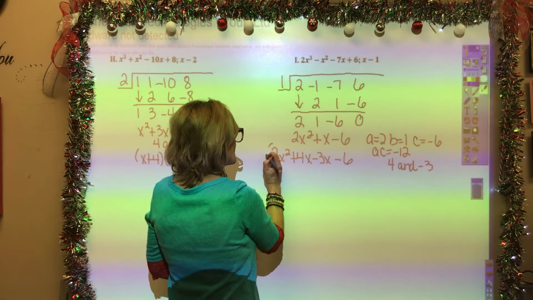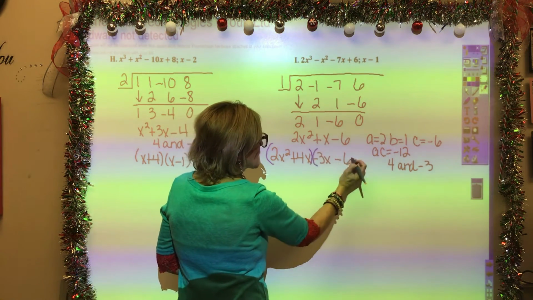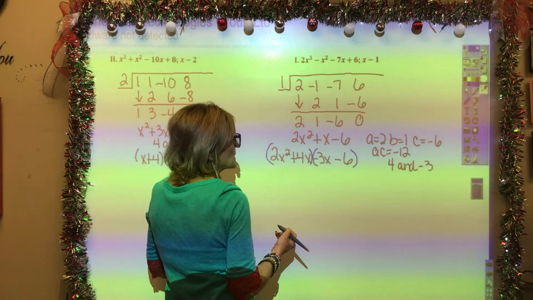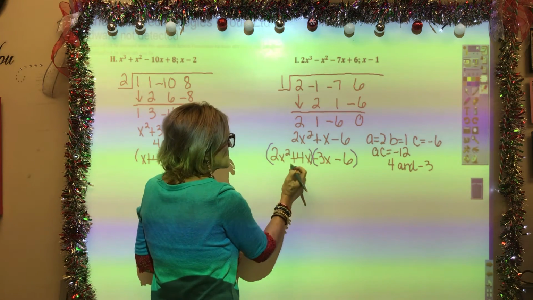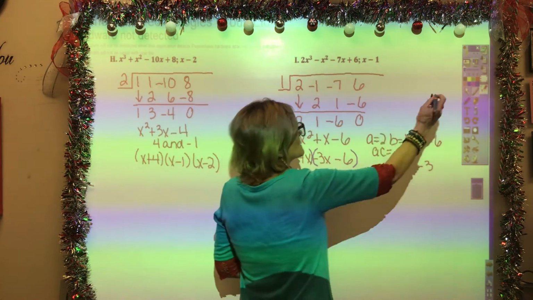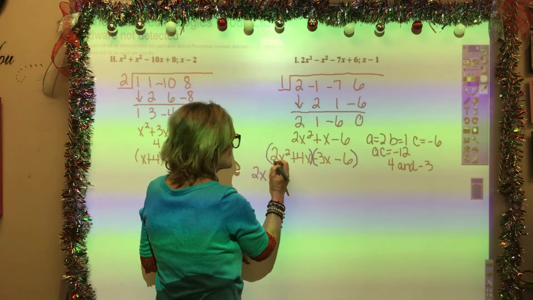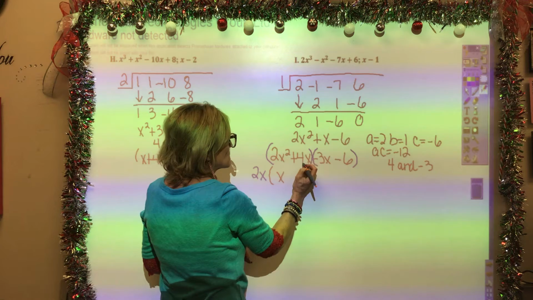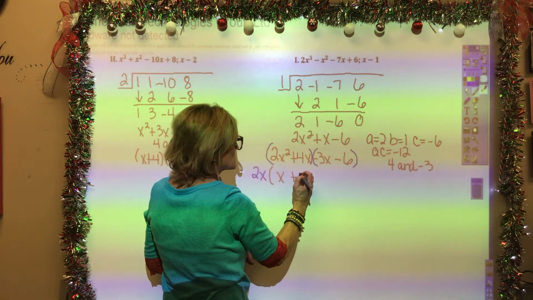Let me change colors just to group. So we pair off the first 2. We pair off the last 2. And now we're ready to pull out our greatest common factor. So of 2x squared and 4x, that would be a 2x, which leaves us with, when we divide 2x squared by 2x, we get x. When we divide positive 4x by 2x, we get plus 2.